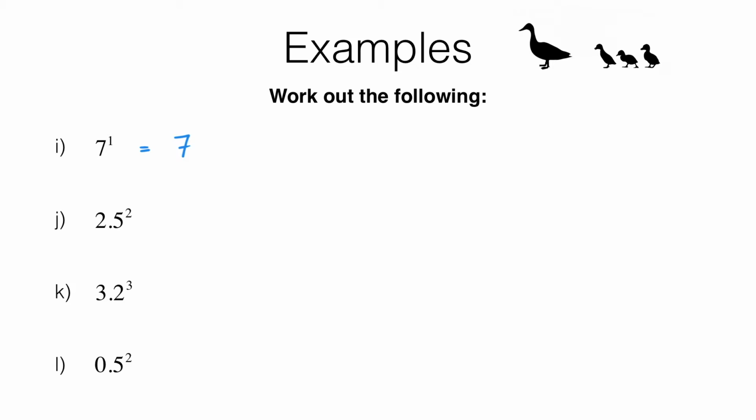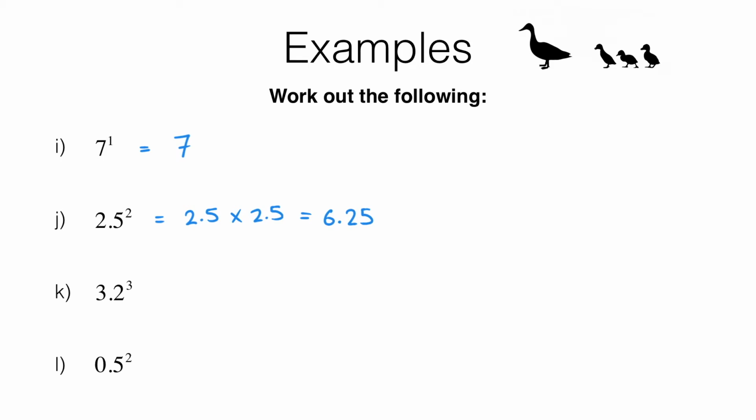In example J, we've got 2.5 squared. That simply means 2.5 times 2.5. You can either work this out using your knowledge from lesson N6a, or you can use a calculator to find that the answer is 6.25.